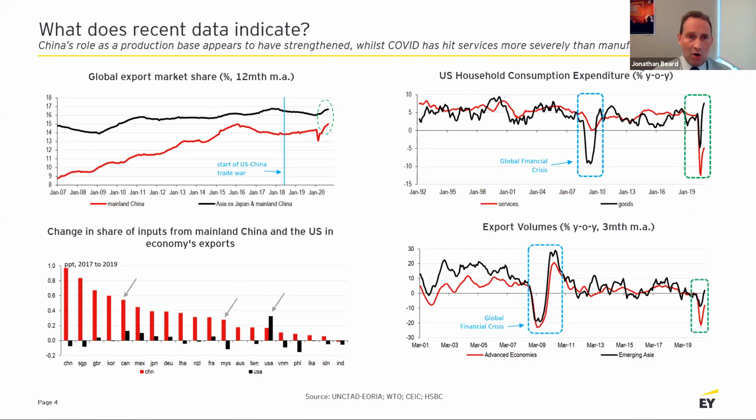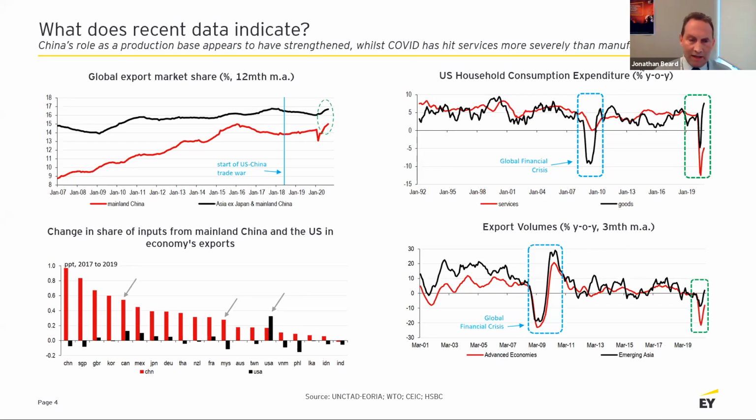On the top left are global export market shares, the red line being mainland China. You can see that peaking in January 2016, and then China's share starting to decline. The blue line is the start of the US-China trade war, and actually you can see even despite that, the trend moving back upwards. And then when we hit COVID-19, we see initial precipitous drop and then actually the share increasing quite dramatically. Now that could be a sort of a one-off factor around demand for PPE equipment and others, but also there's something more fundamental going on there perhaps. And you can see the same for the black line, which is Asia, ex-Japan and mainland China, that Asia is also increasing its share of global export market share.